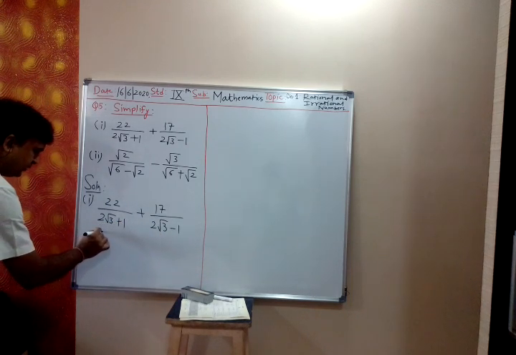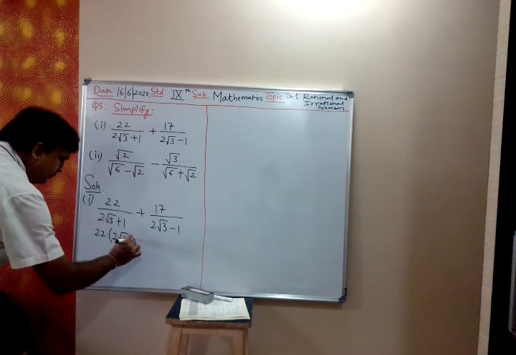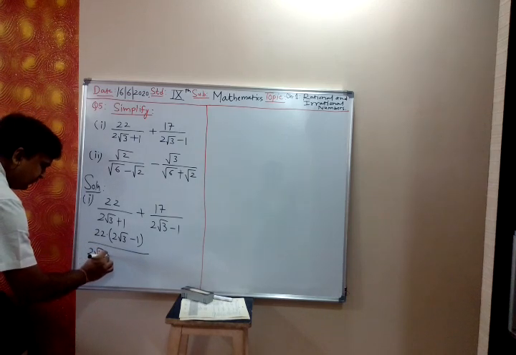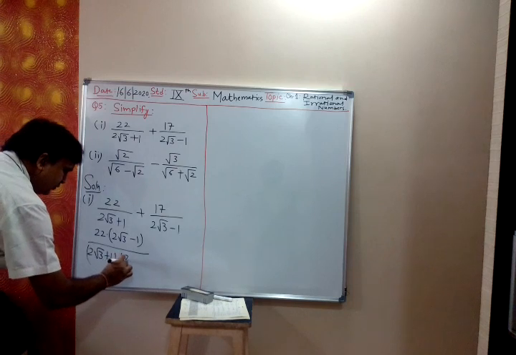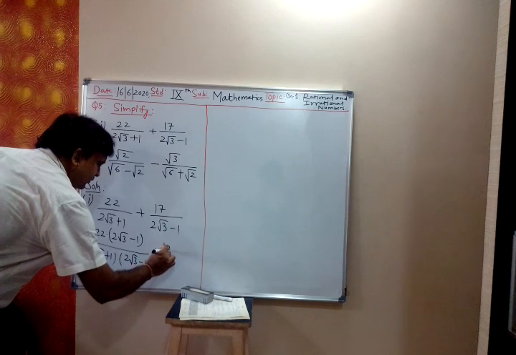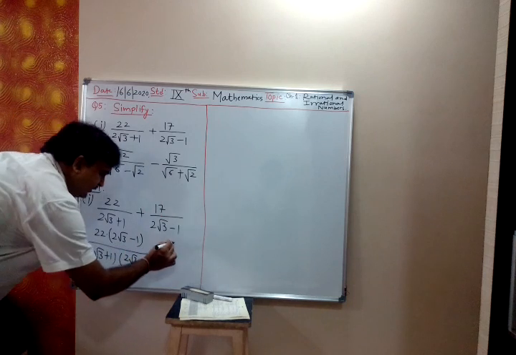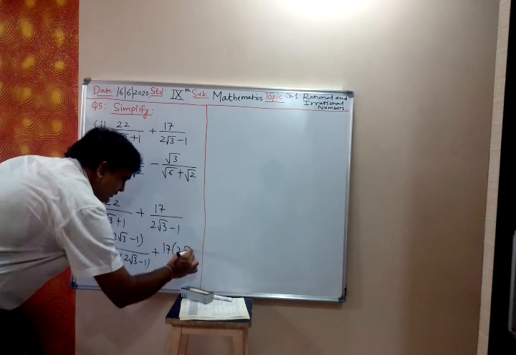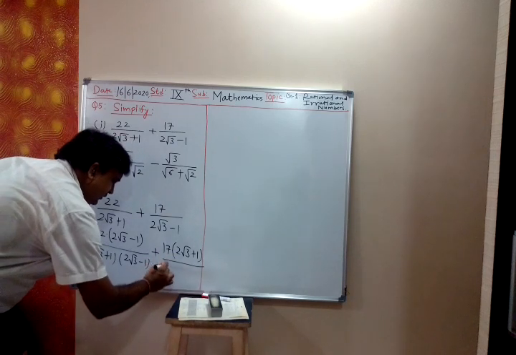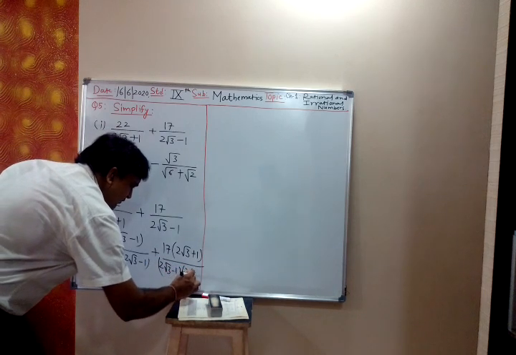So this is 22 upon 2 root 3 plus 1, into 2 root 3 minus 1 upon 2 root 3 minus 1, plus 17 into, rationalize this denominator, 2 root 3 plus 1 upon 2 root 3 minus 1 is already there. So multiply by 2 root 3 plus 1.